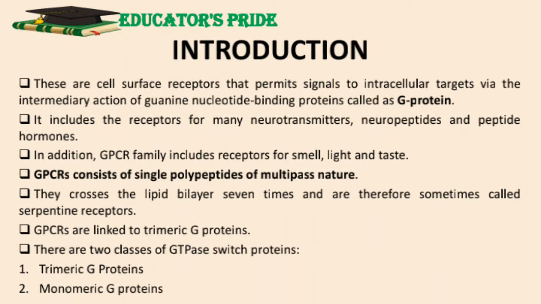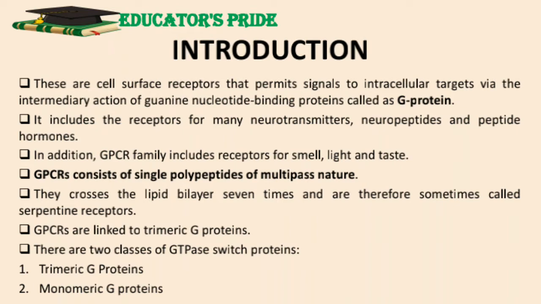G protein coupled receptors are the largest family of cell surface receptors that transmit signals to intracellular targets via the intermediary action of guanine nucleotide binding proteins called G proteins. G protein coupled receptors are present in all eukaryotes. They include the receptors for many neurotransmitters, neuropeptides, and peptide hormones. In addition, the family includes a large number of receptors that are responsible for smell, light, and taste.